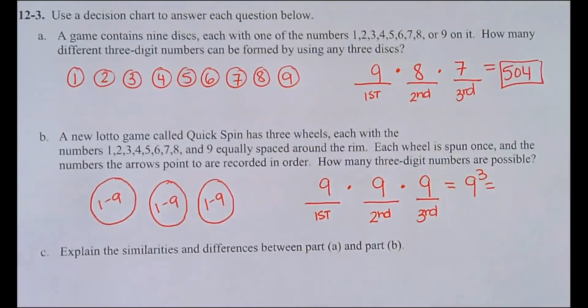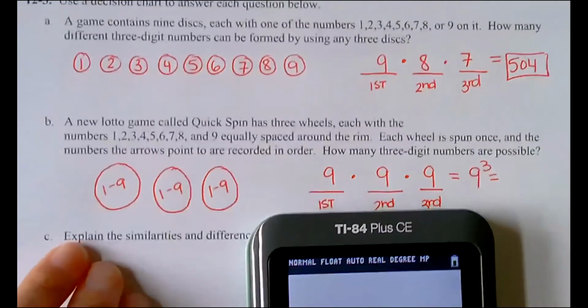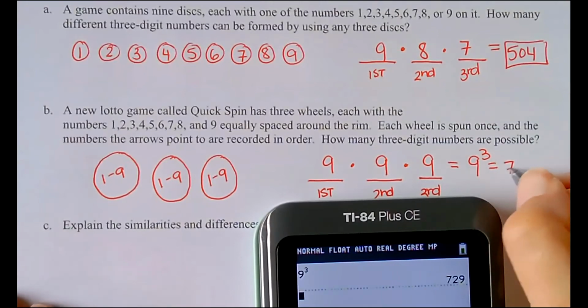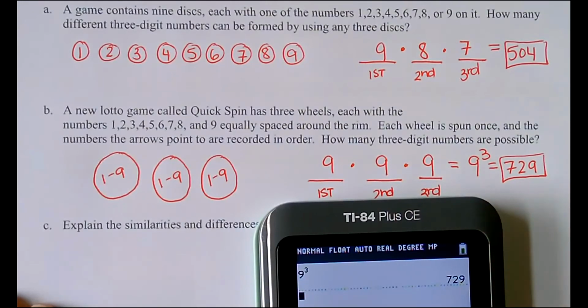Or 9 to the third, and 9 to the third is 729. So we have 729 possible choices.